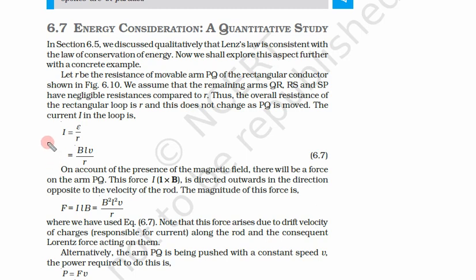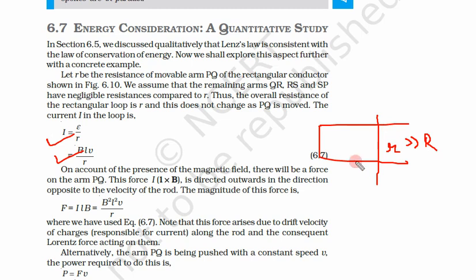So we have seen the current associated with a rectangular loop for which an arm PQ is moving. The resistance of this arm is small r, and the resistance of the rest of the loop is capital R, which is very small in comparison to this moving arm. That's why even if this area is changing, all other resistance is negligible, hence the resistance of this loop will remain constant. So what we got? We got I is equal to epsilon upon R, and epsilon we previously got as BLV, so this is BLV upon R.